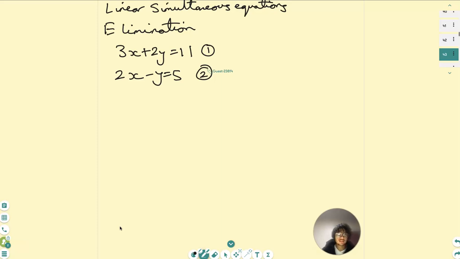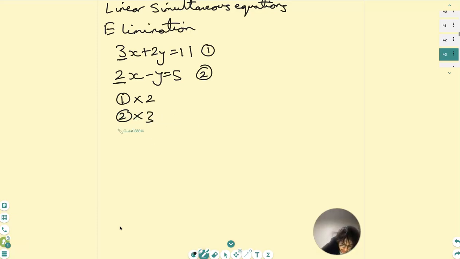Let's focus on trying to remove x. What we want to do is make the coefficients, these numbers here, the same number, so that we can subtract one equation from the other and get rid of the x's. So we can multiply equation 1 by 2, so we get 6x, and multiply equation 2 by 3, so we can also get 6x.